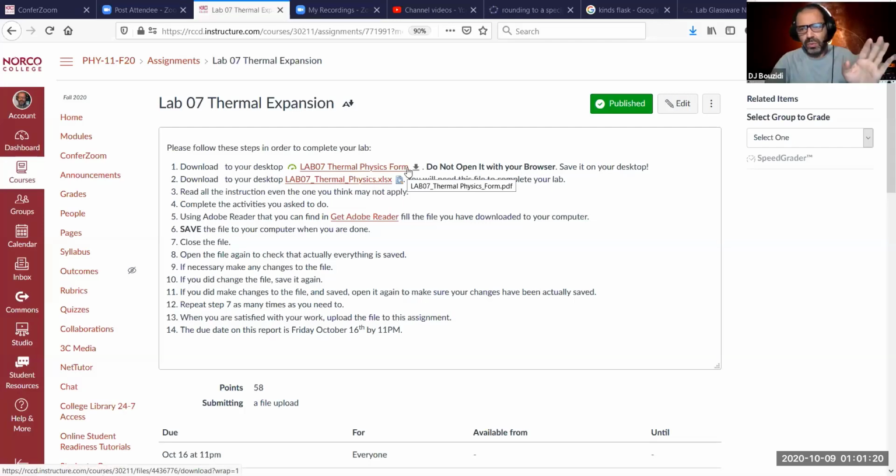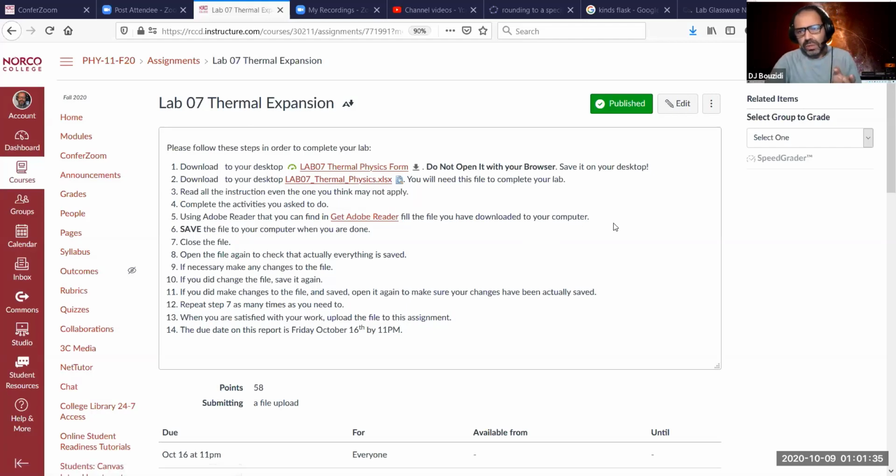First of all, I need to go over the actual instructions on the lab itself. Let me make sure it's open, because this is a little different. You have two files to download. You have the instructions, typical stuff that we do all the time. Now there is an Excel file. You have to have Excel installed on your computer. You have several options, honestly, not just two.